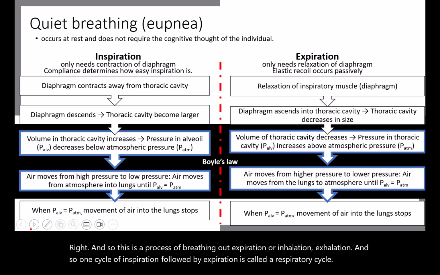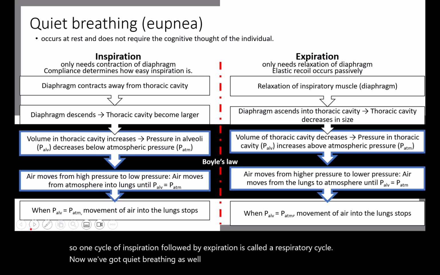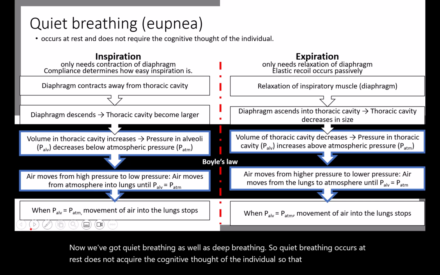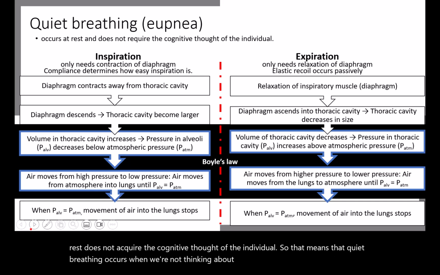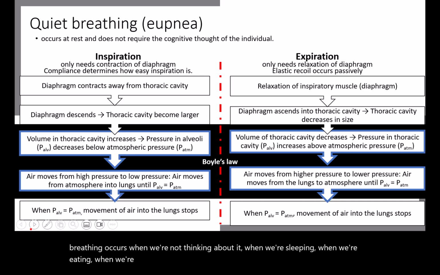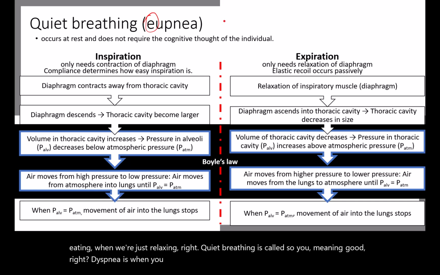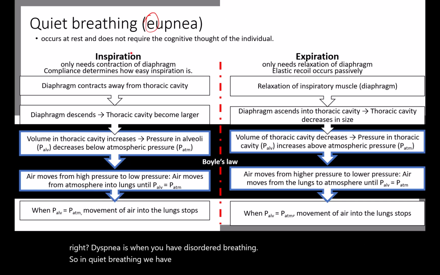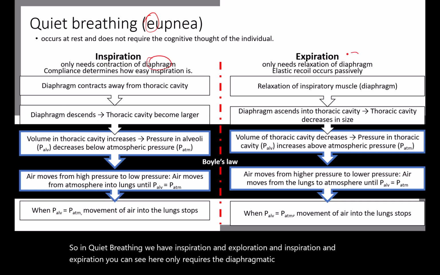Now we've got quiet breathing as well as deep breathing. So quiet breathing occurs at rest and does not require the cognitive thought of the individual. So that means that quiet breathing occurs when we're not thinking about it, when we're sleeping, when we're eating, when we're just relaxing, right? Quiet breathing is called eupnea. So eu meaning good, right? Dyspnea is when you have disordered breathing. So in quiet breathing, we have inspiration and expiration, and you can see here it only requires the diaphragmatic muscle to actually work.